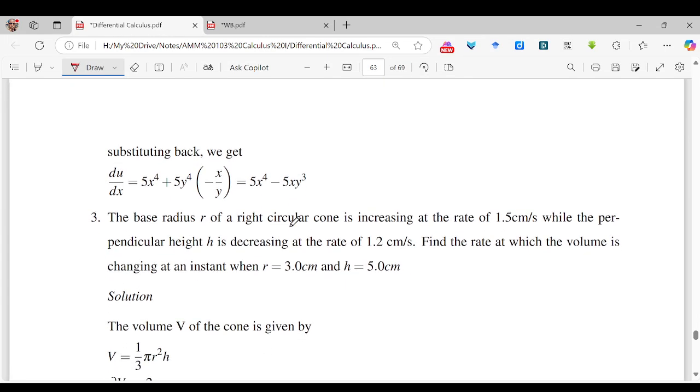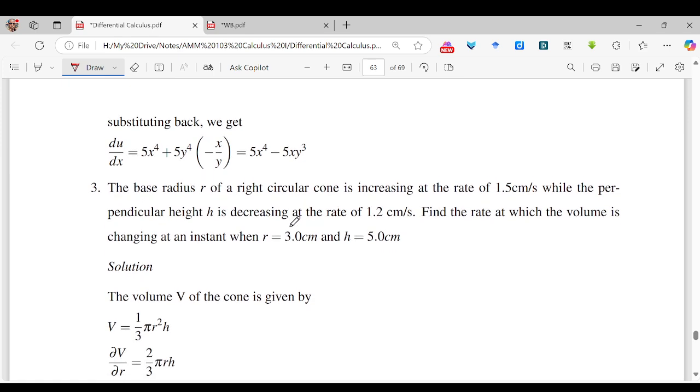Now we have another example here. The base radius r of a right circular cone is increasing at the rate of 1.5 centimeters per second, while the perpendicular height is decreasing at the rate of 1.2 centimeters per second. The problem is to find the rate at which the volume is changing at an instant when r is 3 centimeters and h is 5 centimeters.